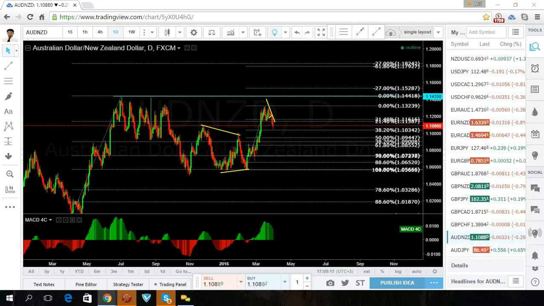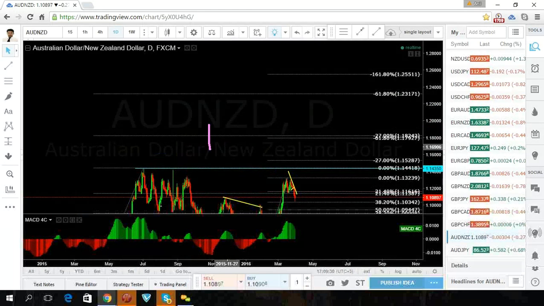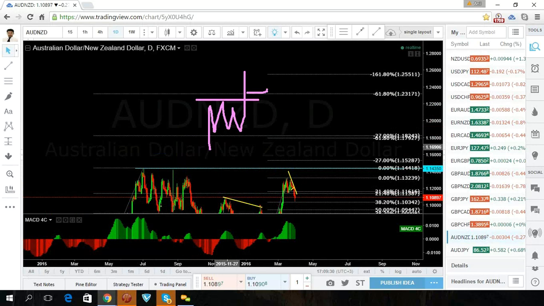We don't use pip ranges in terms of 20 and 30. Here's the thing: we put a stop where we think that structure is no longer valid. So let's assume I have an impulse, I have a correction, and I'm breaking this correction. If I'm entering the trade here, I have to decide at what point, if this starts to pull back, it is no longer valid for me to be in this trade. And that is where I put my stop.